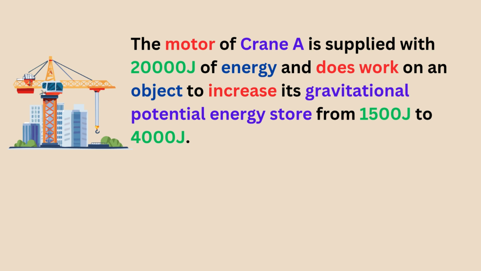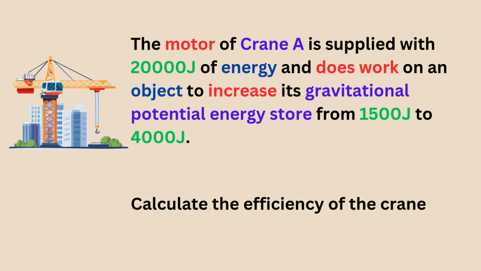The motor of crane A is supplied with 20,000 joules of energy and does work on an object to increase its gravitational potential energy store from 1500 joules to 4000 joules. Calculate the efficiency of the crane. You may wish to pause the video at this point because the workings and the solution are on the next slide so that you can calculate the answer yourself.